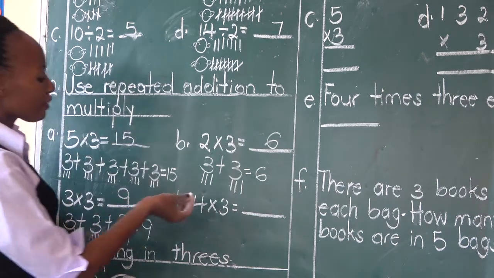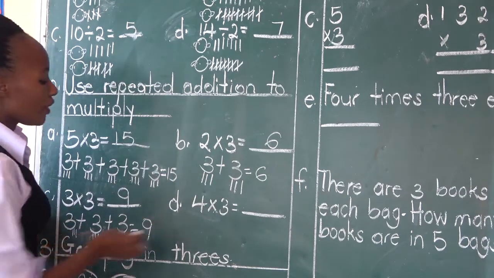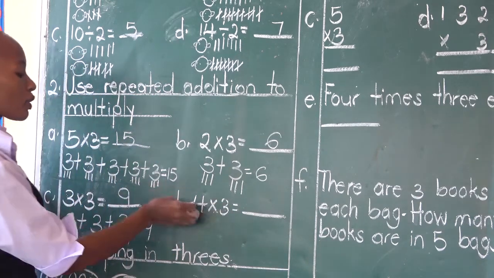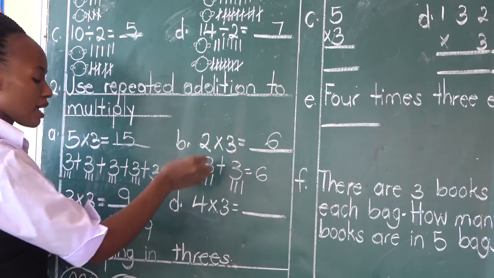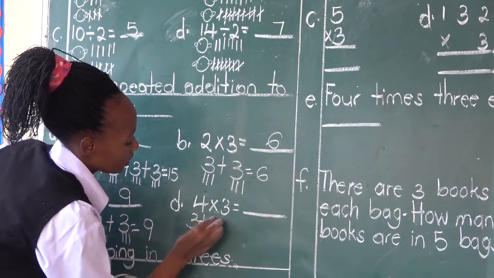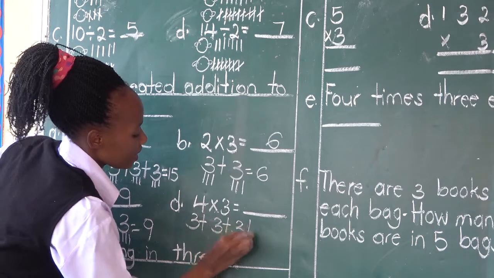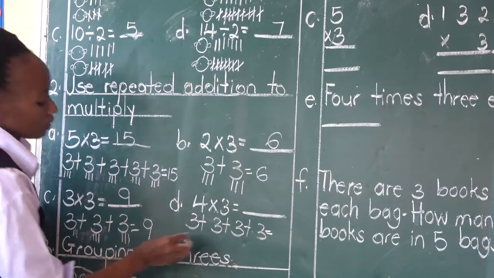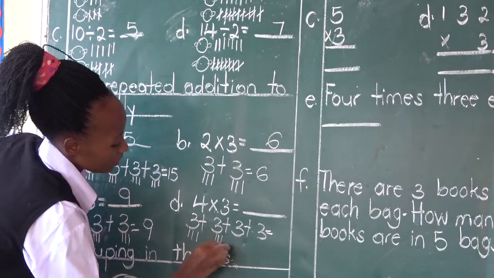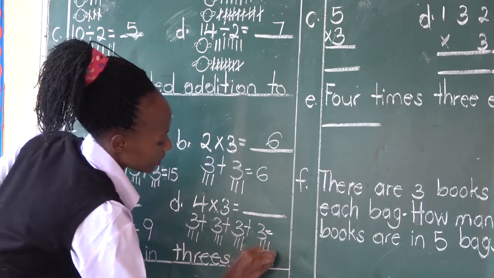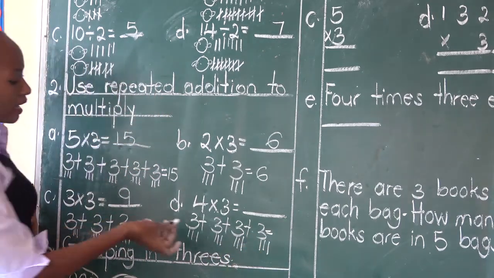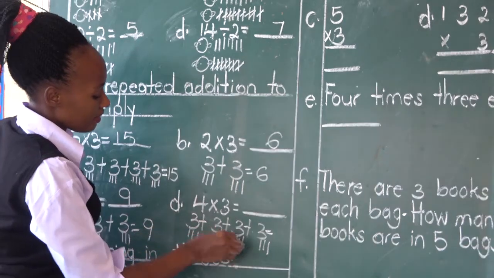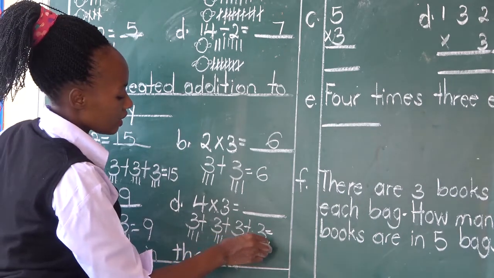Okay. Then here we have 4 times 3, which is 4 groups of 3. We are going to write 3 four times. Those are the 4 groups of 3. Now let's add this. 1, 2, 3 and 1, 2, 3 and 1, 2, 3. Now you are putting them together: 1, 2, 3, 4, 5, 6, 7, 8, 9, 10, 11, 12.